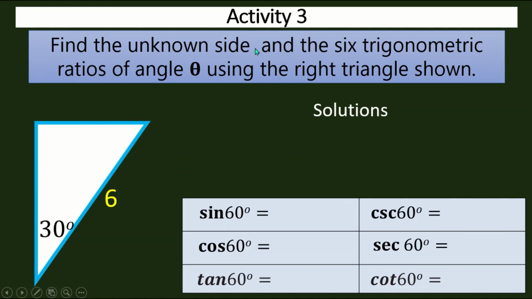Okay, and then activity number 3, solve for the unknown sides uli and the 6 trigonometric ratios of the theta. And the theta given dito is 60 degrees. Okay, pause this video to copy and answer these activities.